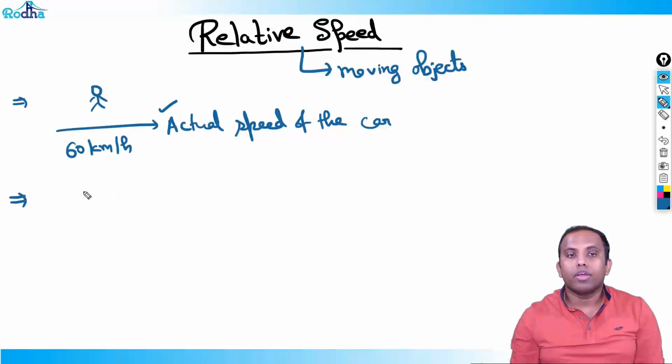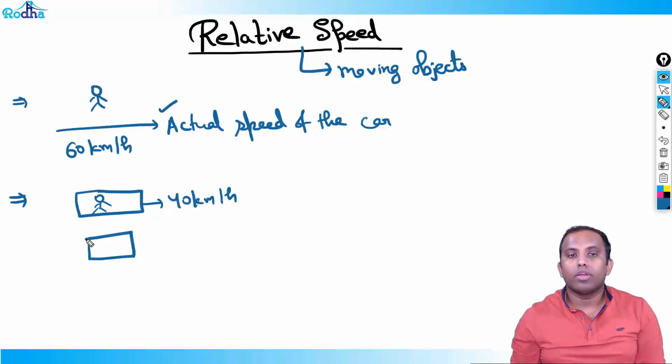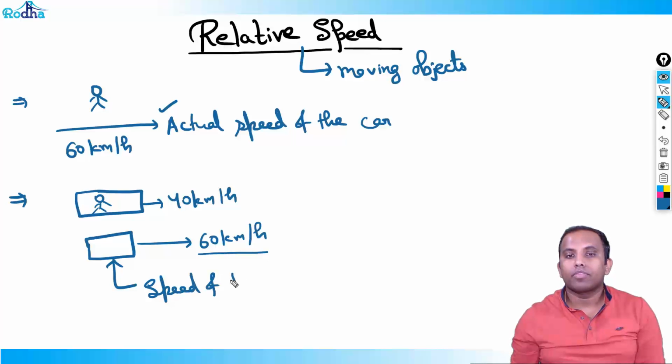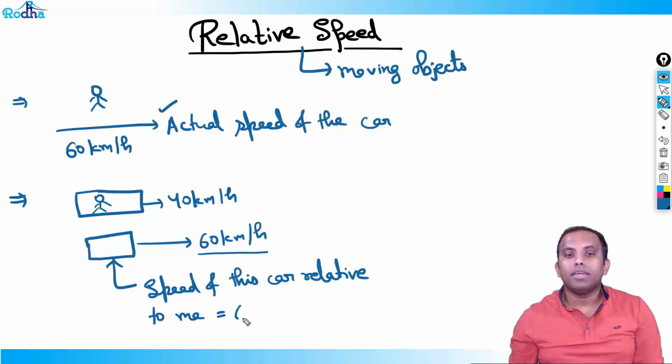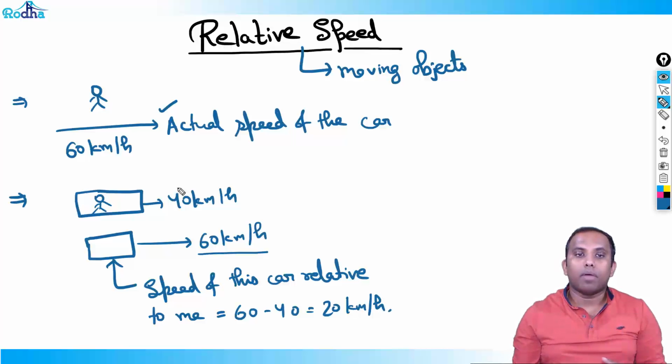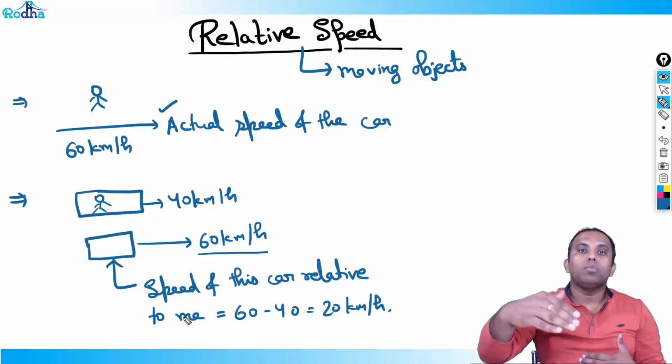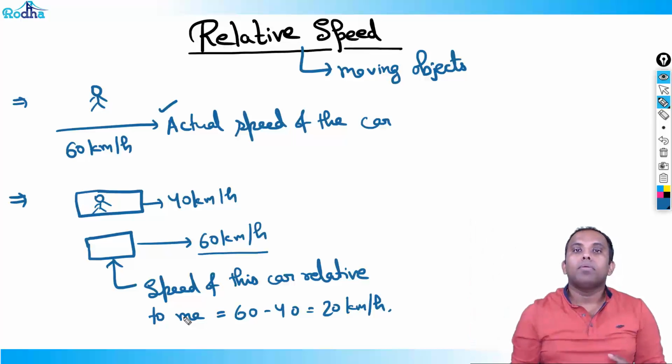But in the second scenario, if I am also sitting in a car going at 40 km per hour, and another car is going at the speed of 60 km per hour, then I can't say the speed of that car is 60. The speed of this car relative to me is 60 minus 40, that is 20 km per hour. Why 60 minus 40? Because in 1 hour my car can move 40 km, and in 1 hour the other car can move 60 km. That means the other car has moved only 20 km more with respect to me. That is relative to me.